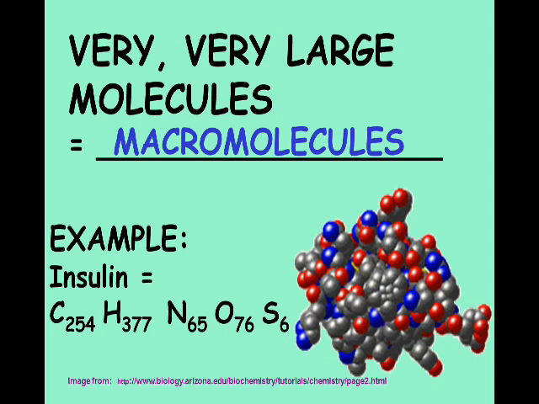For example, insulin is the molecule that controls your blood sugar. And look at the chemical formula for insulin. If you look at the model, the little gray circles are standing for carbon atoms. The red circles are standing for oxygen atoms. The blue stands for hydrogen. And look at the formula. 254 carbons go into this molecule. 377 hydrogens. 65 nitrogens. 76 oxygens. Notice we also have a little sulfur. 6 sulfur atoms. That's a pretty big molecule. And it's small compared to some of the other molecules inside your cells, like DNA.